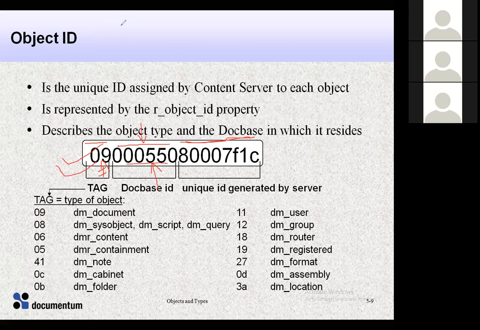By looking at the first two digits, you can recognize what type of object it is. The first two are a document, DM document. If it starts with 08, then it's a DM sys object. If it starts with 06, then it's a dmr_content. If it starts with 05, then dmr_containment. Starts with 41, then DM note. If it starts with 0C, then cabinet. Starts with 0B, then DM folder. Starts with 11, then dm_user. 12 like this, right?